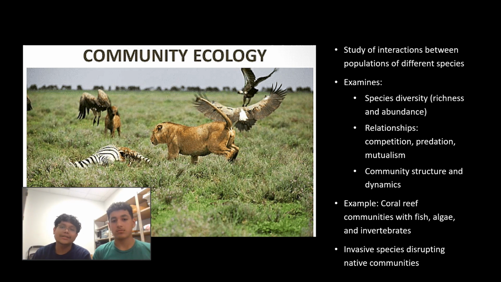Now we have community ecology. Community ecology is the study of interactions between populations of different species. It examines species richness and abundance, relationships such as competition, predation, and mutualism, and community structure and dynamics. An example is coral reef communities, where fish, algae, and invertebrates all interact together. Another example would be invasive species disrupting native communities.